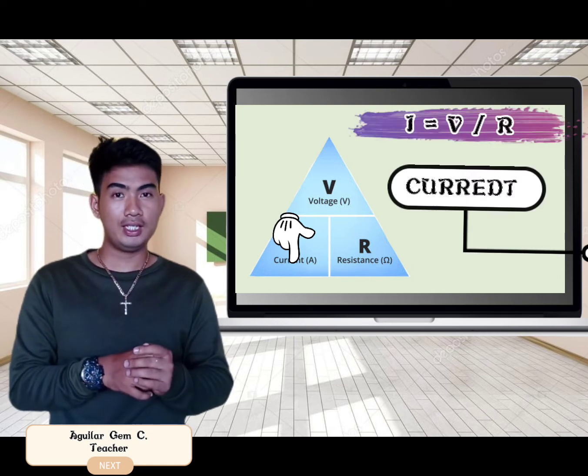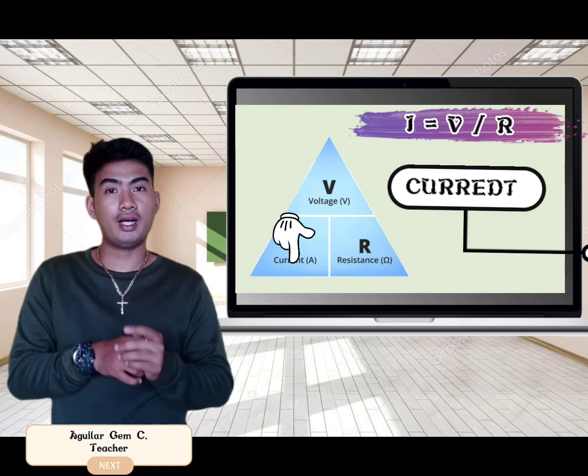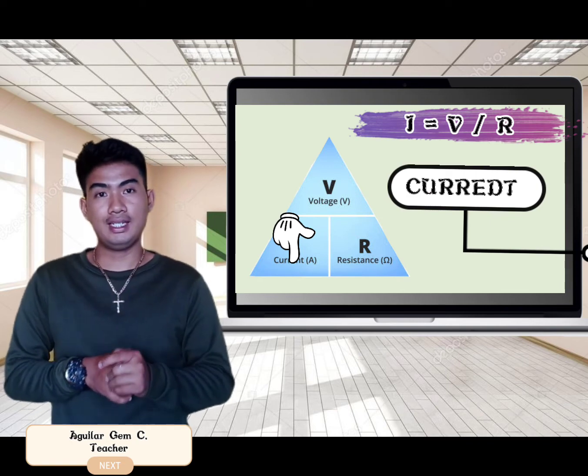So that is V divided by R, or E divided by R, or voltage divided by resistance.